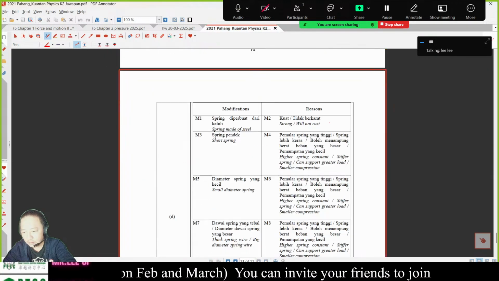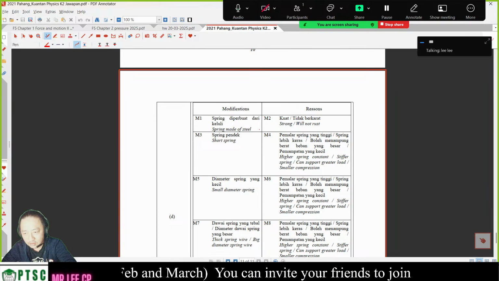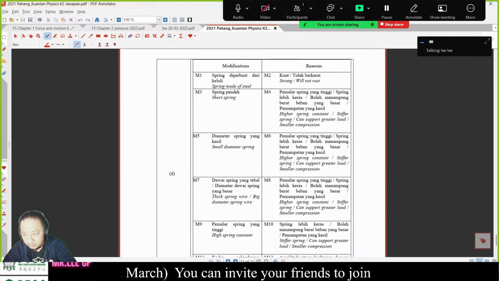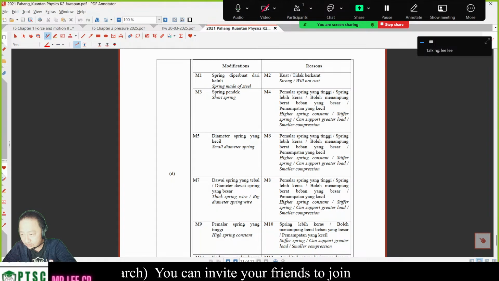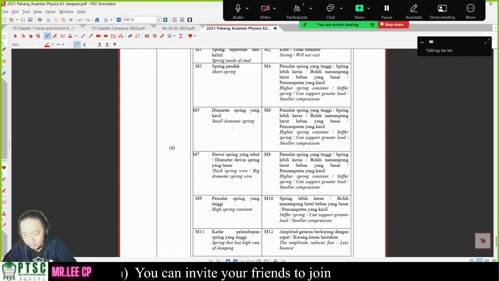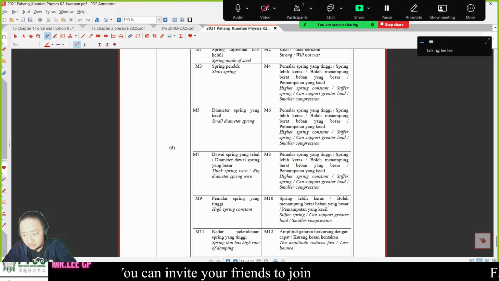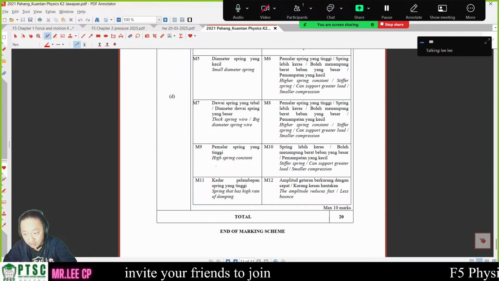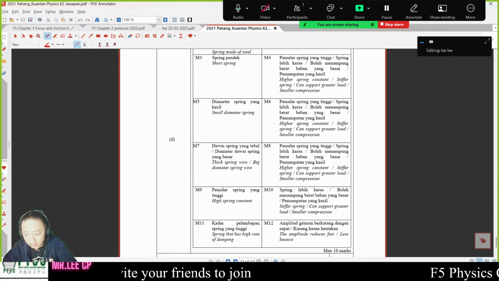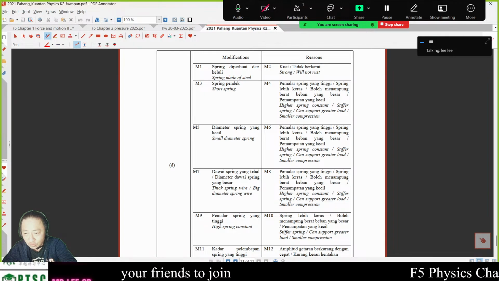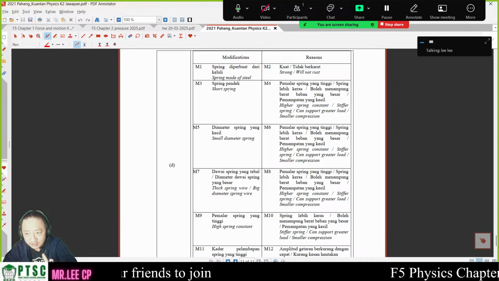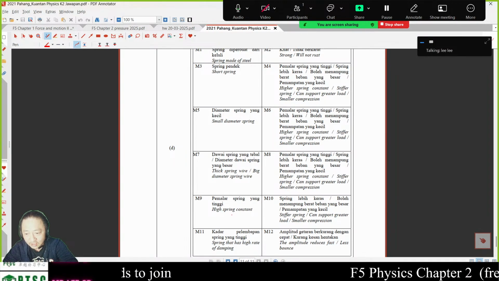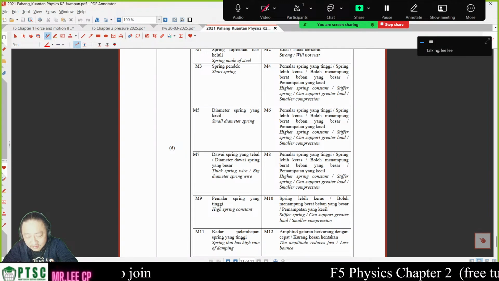Okay, you look at the answer. A spring made from steel will not rust easily. Short spring can support greater load or smaller compression. Smaller diameter, high spring constant, thick spring. And then high spring constant. So this one they repeat. This one stiffer, this one stiffer, and this one also stiffer. So these they all repeat.